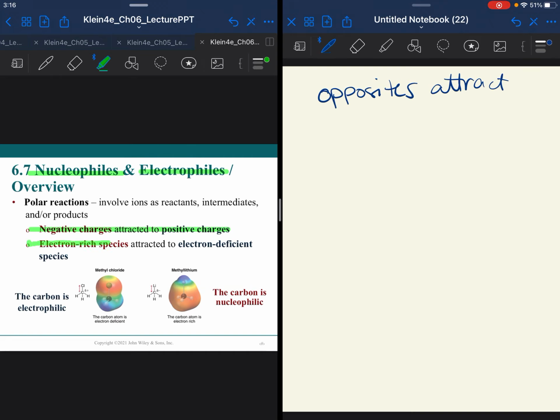Negative is attracted to positive. So things that are electron rich are going to be attracted to things that are electron poor or electron deficient, right? So we will see attractions between things with full charges, but also things with partial charges. You're looking at chloromethane on that slide. And we know that the carbon-chlorine bond is polar. Chlorine's more electronegative. So you wind up with a molecule that has a partial negative side and a partial positive side.